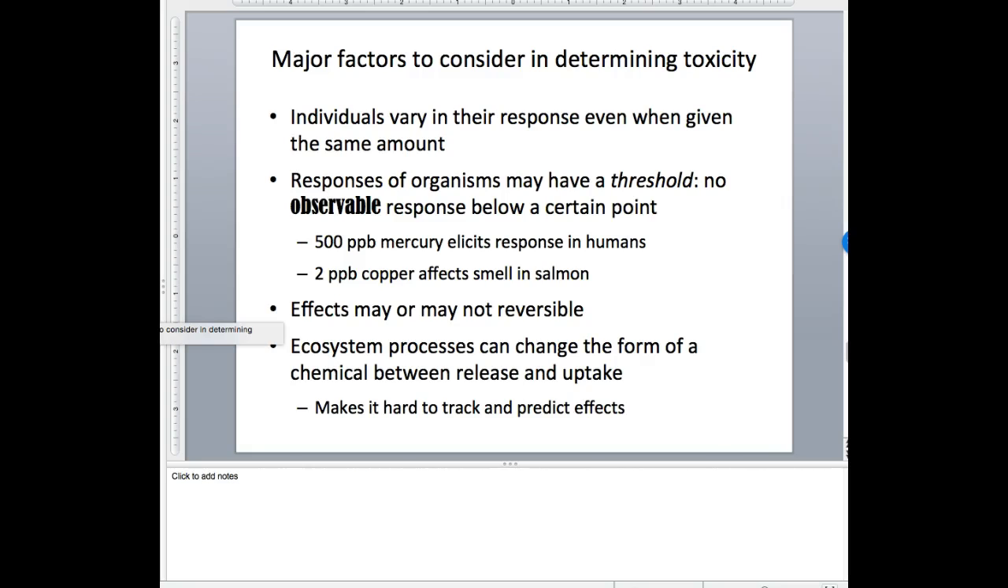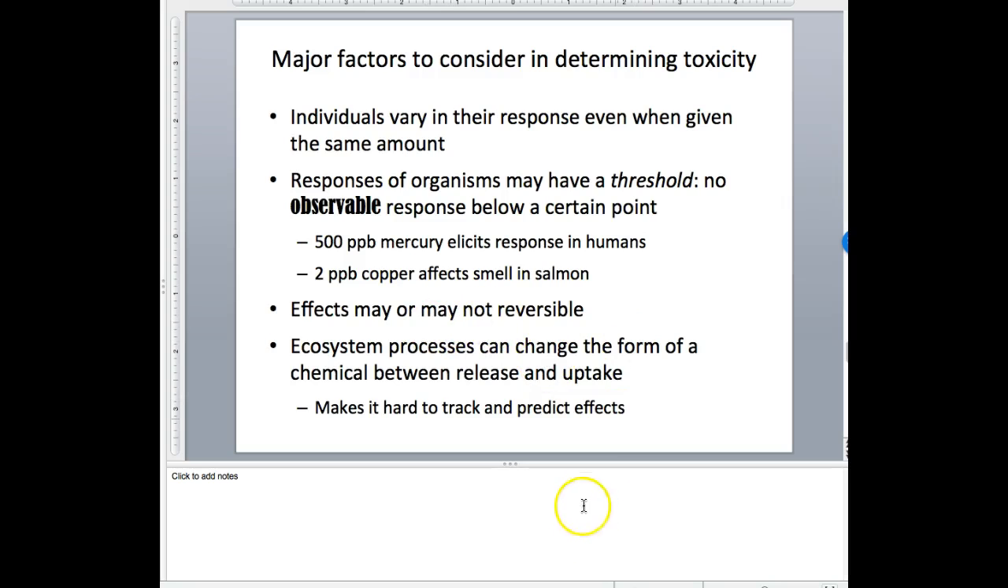There are major factors to consider in determining toxicity in that individuals vary in their response even when given the same amount of the chemical. That refers back to that super resistant organism idea. Many times organisms, even humans, have a threshold below which no observable response occurs, but above that level there's a major response. An example is the 2 parts per billion threshold for copper in salmon. Below that, we don't see any observable effect. Above that, salmon can't smell very well, and so they can't find their way back to their natal stream in order to spawn. So it majorly impacts salmon ecology.